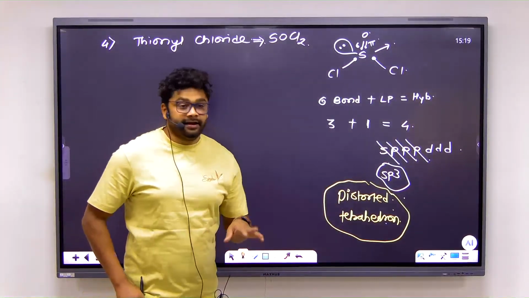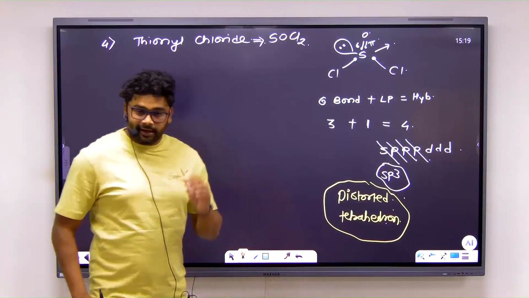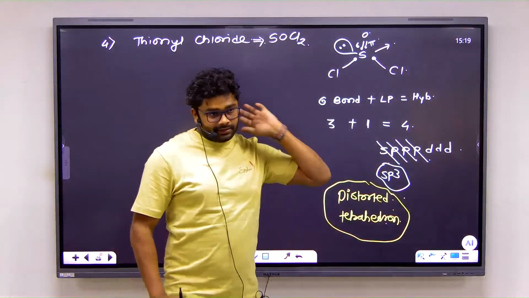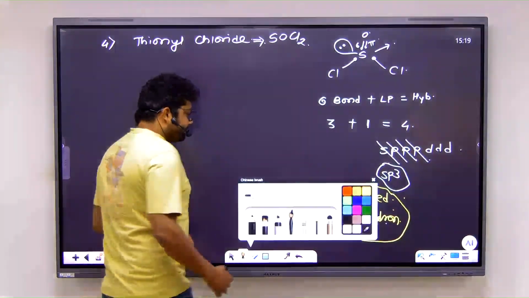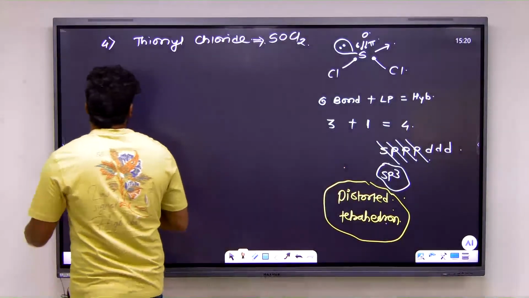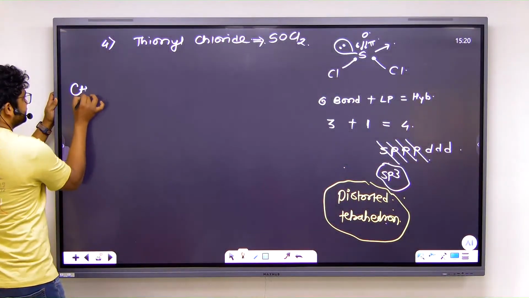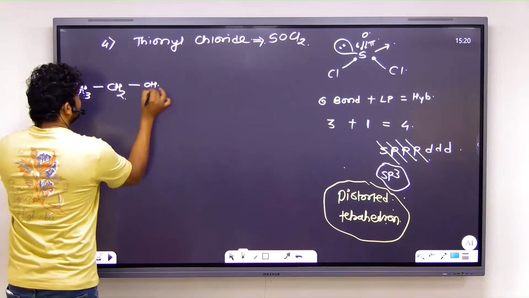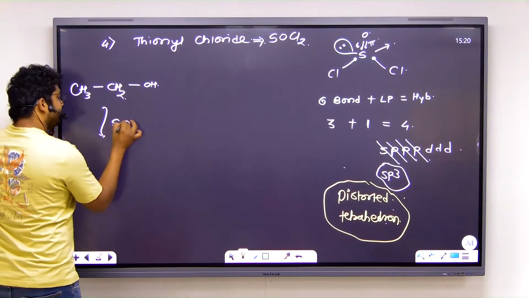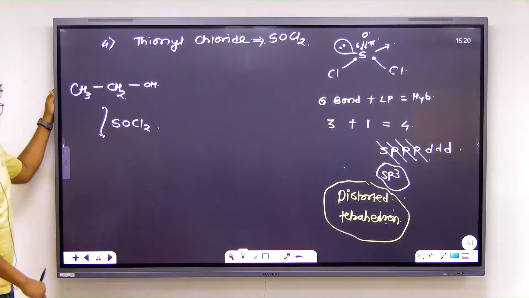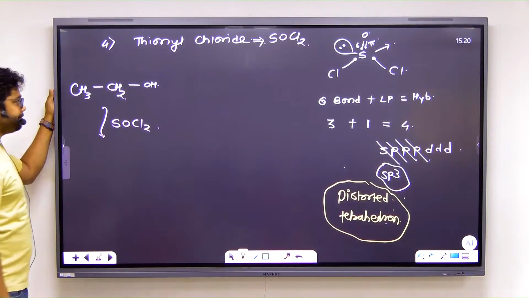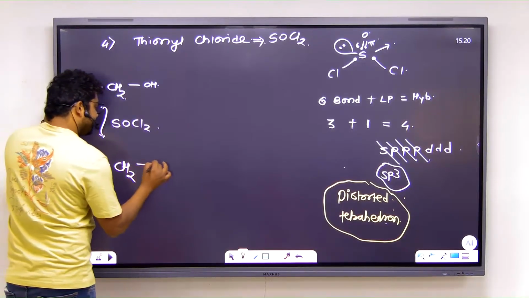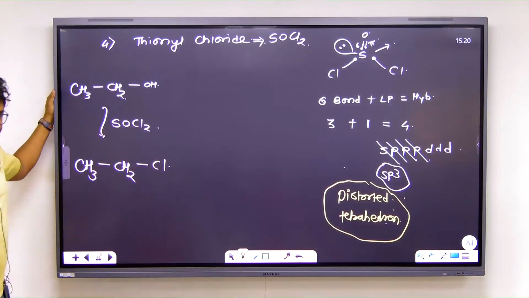Distorted tetrahedron, or distorted tetrahedral. It gets disturbed just because of this lone pair. Okay, simple to understand. Let us try to clear out the question based on this reaction. The first question is, if you treat any alcohol in the presence of thionyl chloride, called SOCl2, you are going to replace this OH by Cl. Simple.